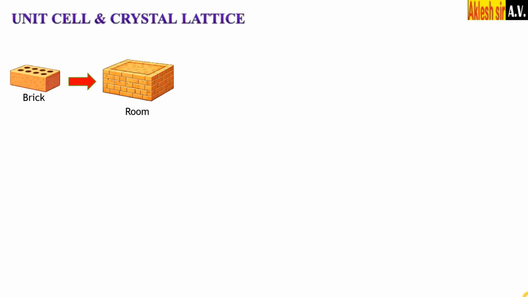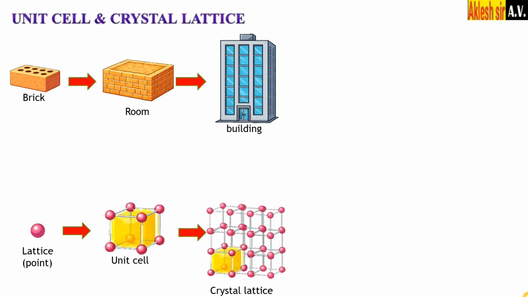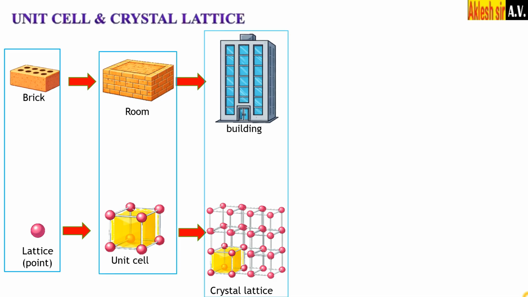Unit cell and crystal lattice. We know that when many bricks combine together, they form a room. When many rooms combine together, they form a building. Similarly, when many lattice points combine together, they form a unit cell. When many unit cells combine together, they form a crystal lattice. So a lattice point is like a brick, a unit cell is like a room, and a crystal lattice is like a big building which contains many unit cells.